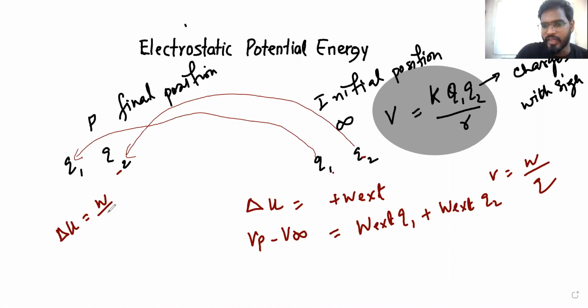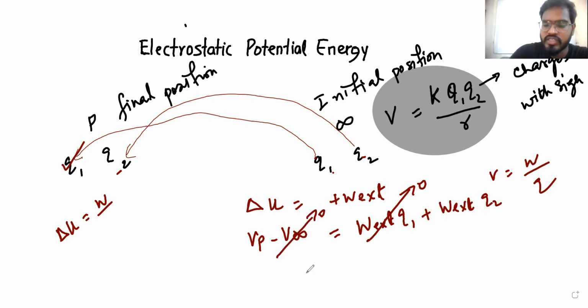If you bring Q1 first from infinity to this configuration, then there will be no work done because there is no charge at all in that configuration before the first charge we are considering, that is Q1 only. So there will be no work done by external force. So this is going to be 0. So the work done by external force on bringing the charge Q2 is what remains.